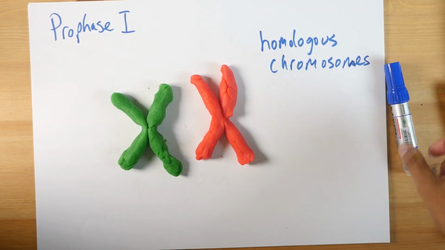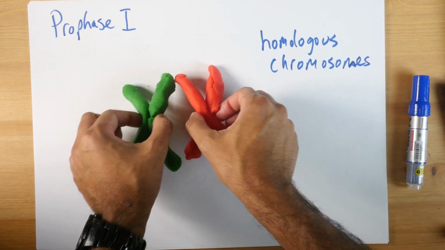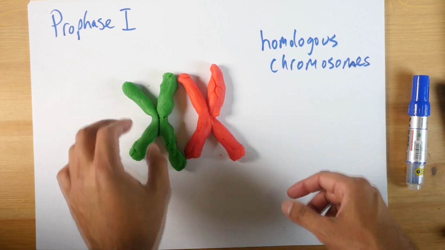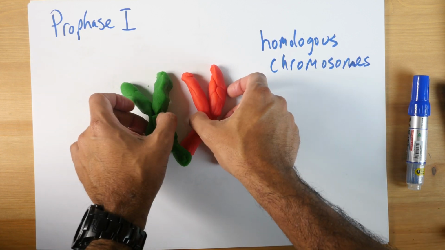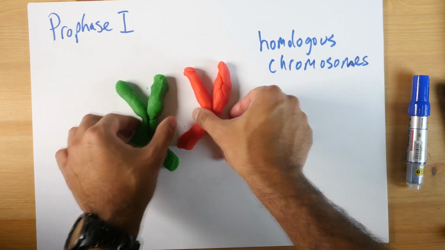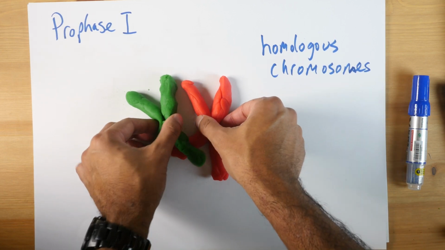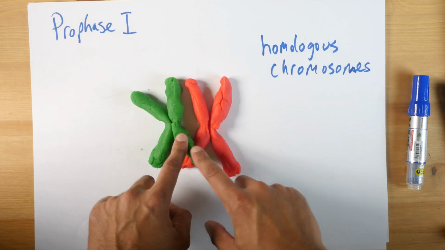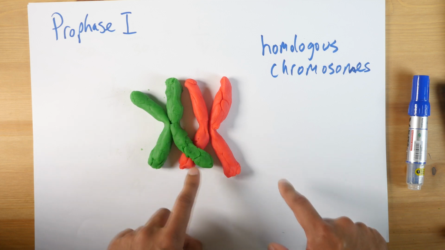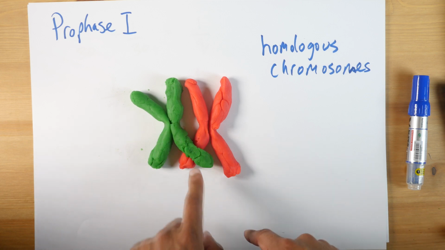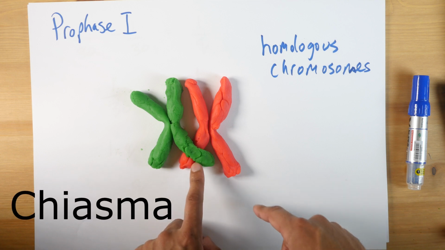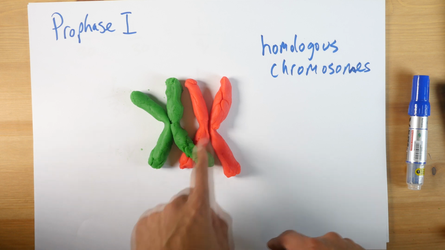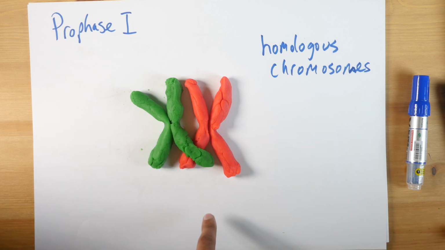Okay, so during prophase 1, what happens is homologous chromosomes come together. So your chromosome 1 from your mother joins up with chromosome 1 from your father, forming what we call a bivalent. And what happens is they cross over, meaning they go over each other, kind of like so. And when they do that, they join together like this. And this bit where they join together, we call a chiasma. So this is literally crossing over the other chromosome.